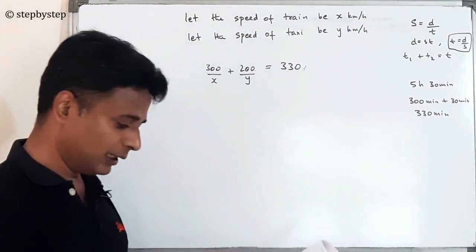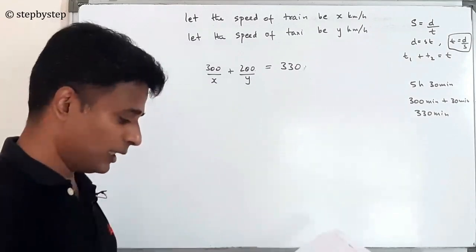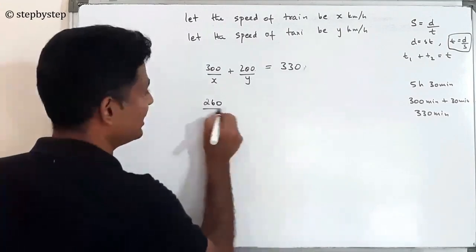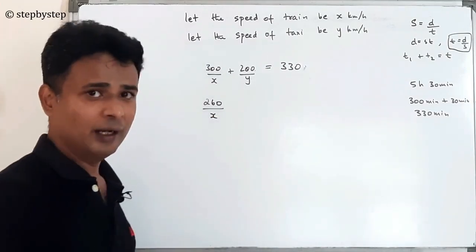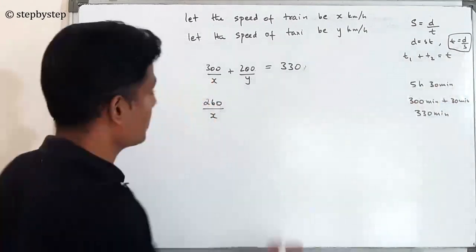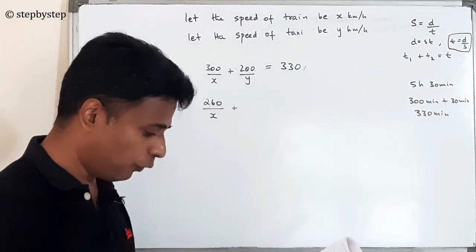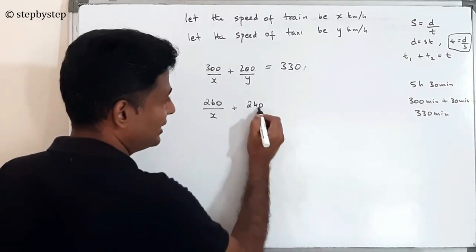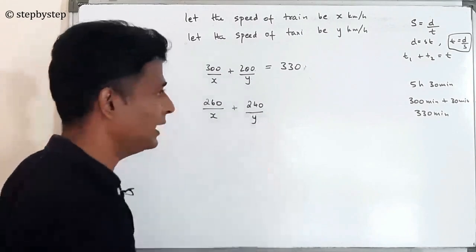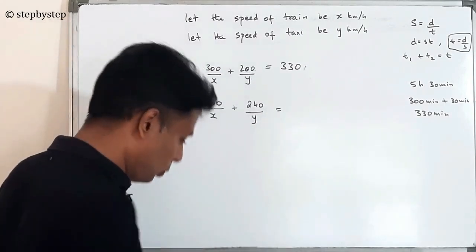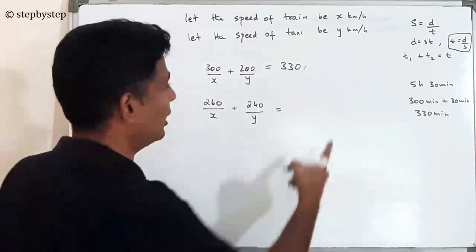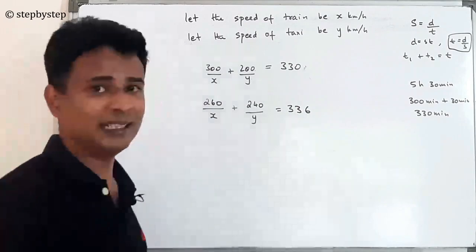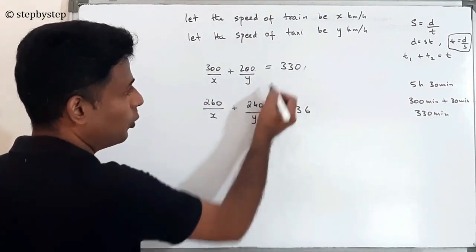Now the next condition they have given is, if he travels 260 km by train, what is the time he is taking? Distance by speed. So 260 by x. We are using this formula, right? And 240 km by taxi. So 240, what is the time? Distance by speed. So distance traveled by taxi is 240, whereas his speed is y, is equal to, he takes 6 minutes longer. So here it's taking 330 minutes, here it will take 336 minutes. So now you got the two equations.